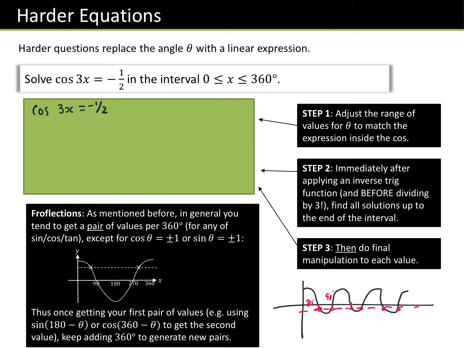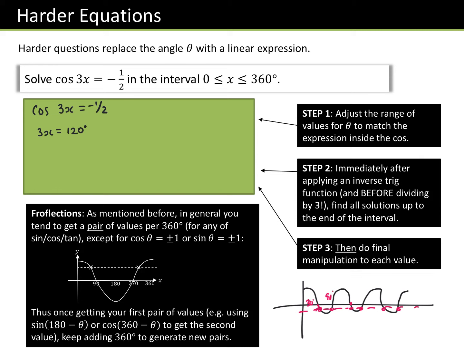Really like it. Okay, so that means 3x equals inverse cos of negative a half. Just like we normally do, just the normal step, and we get 120 degrees. Now, a lot of people right now automatically want to divide by 3, don't they? We're not going to do that. We're not going to do that yet.